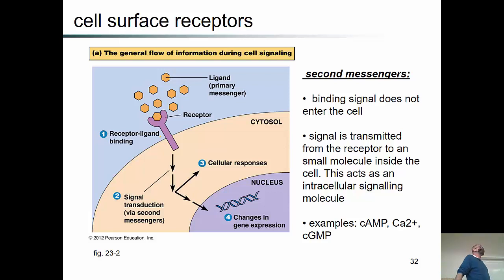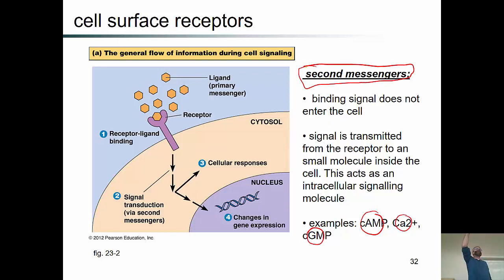Here we can see what happens with the cell surface receptor. It sends the signal into the cytosol, but the signal itself doesn't move in. And one of the things it will sometimes do is utilize a secondary signaling molecule, such as cyclic AMP or calcium or cyclic GMP. So these are called second messengers or secondary signals.